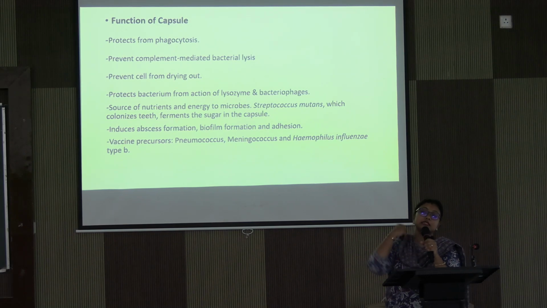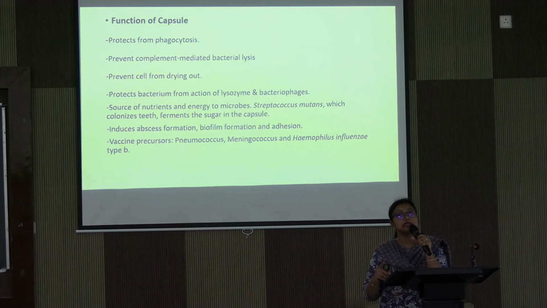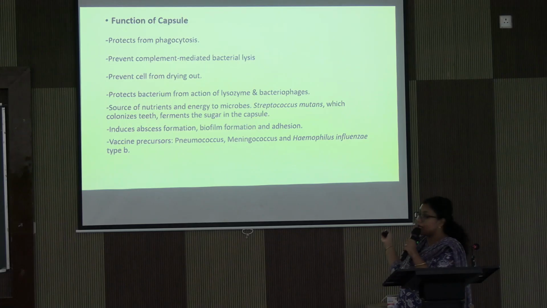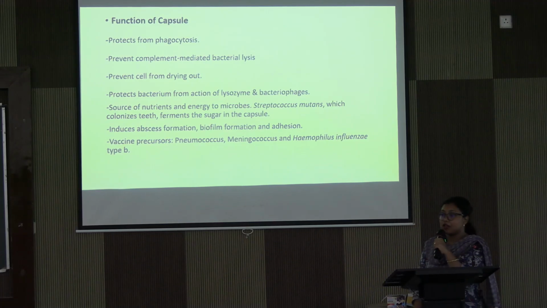Many a time we see the capsular antigen is used for manufacturing vaccines. Examples are pneumococcus, meningococcus and H. influenzae type B. You know these vaccines; H. influenzae B is a part of the national immunization schedule also. So for manufacturing these vaccines, we will need a bacterial capsule.